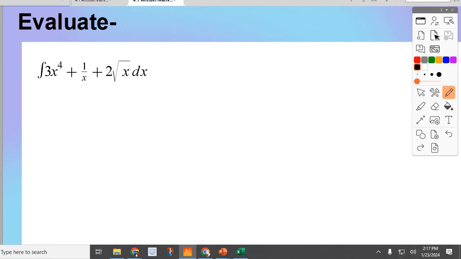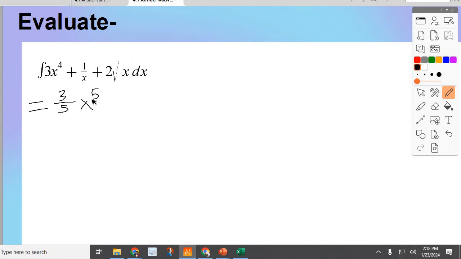Now we're just going to combine those, just like with our derivative rules. I can add and subtract those. With our integrals, I can also add and subtract those. Okay, so I can combine the rules together. So on our first one, what are we going to get when I add 1 to my exponent? Okay, and then I'm going to divide. So we get 3/5 x to the 5th.